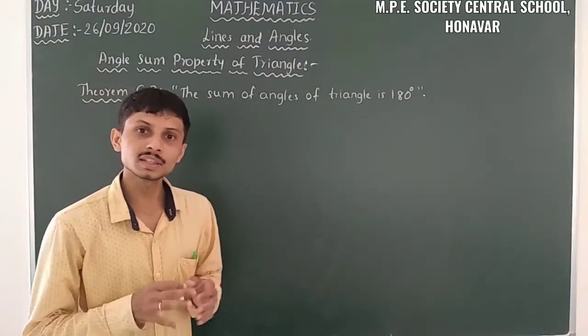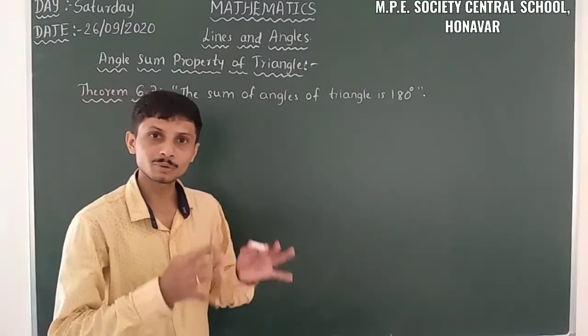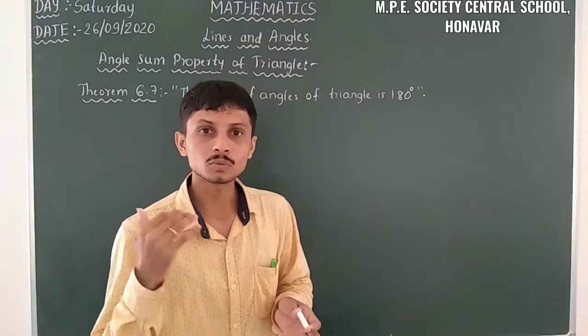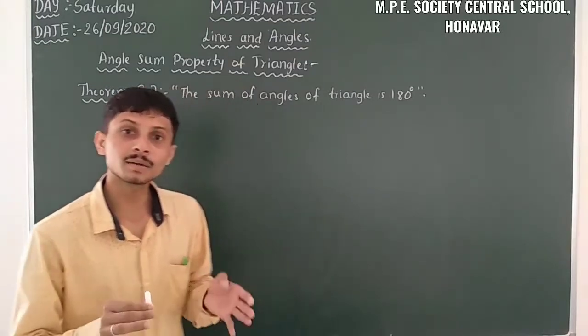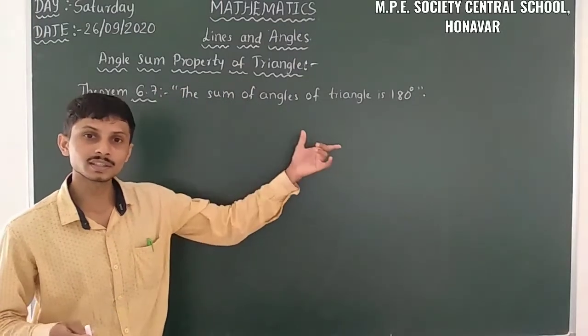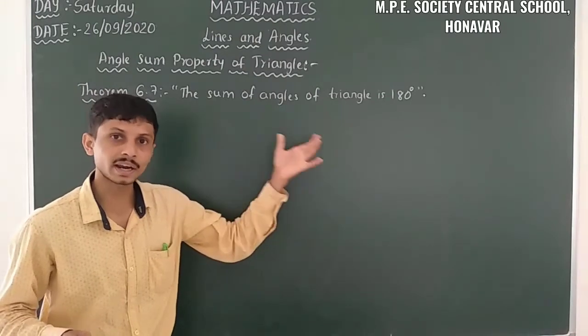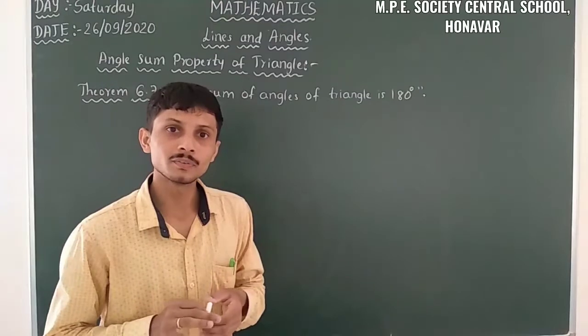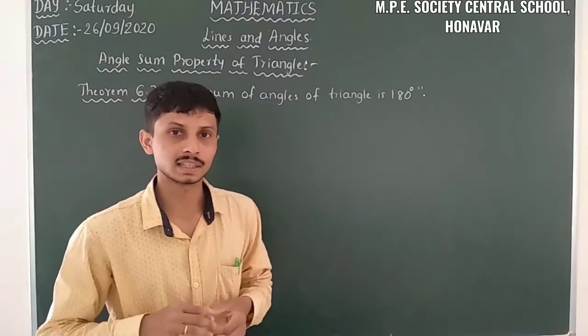So here, what is the given term? Firstly we have to take the given term, what we have to prove, and whether there is any construction or not. Because a theorem is a kind of statement, it needs proof. That's why we have to prove this theorem.